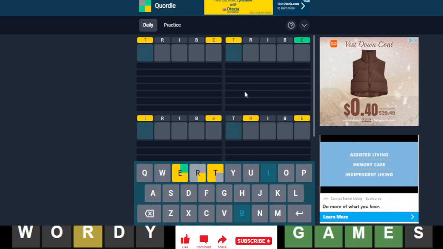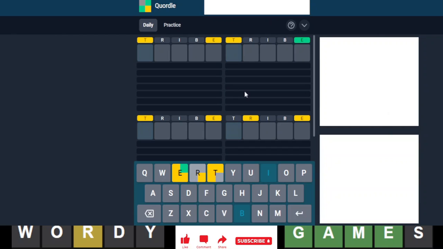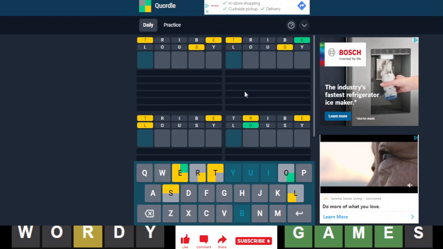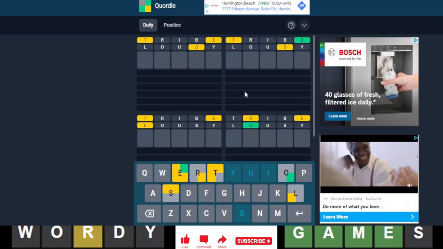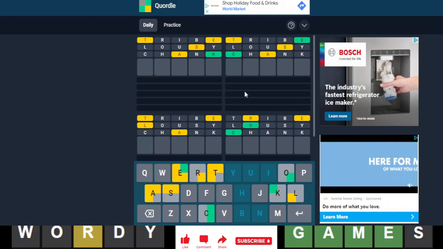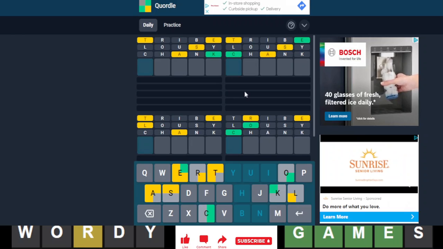Alright. T's, R's, and E's. Many T, E in every single puzzle, actually. Okay. Lousy. Okay. And then, let's go with Shank. Good, it is a word. Okay.